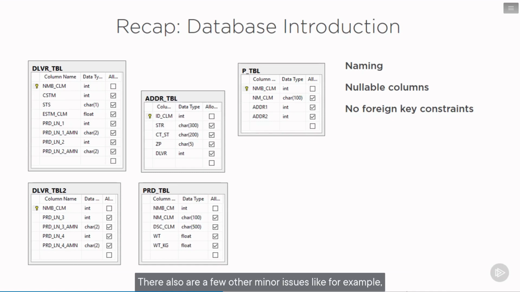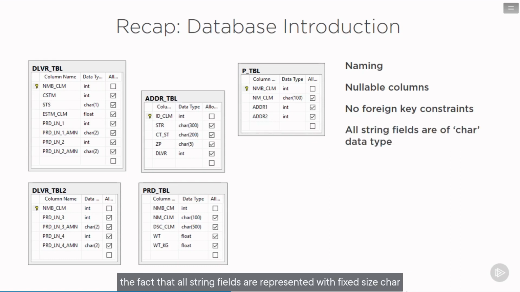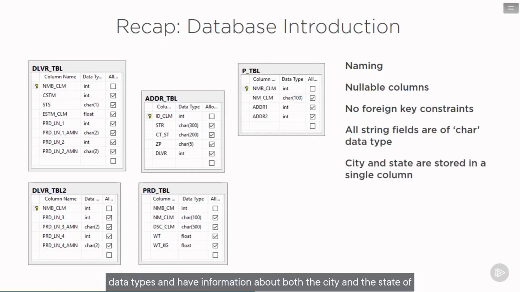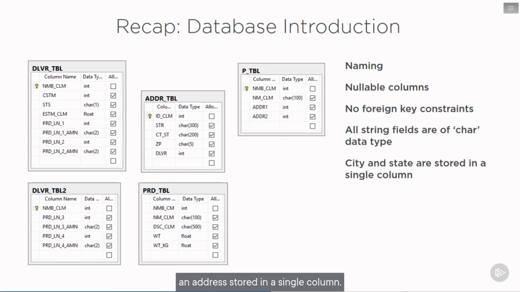There also are a few other minor issues, like for example the fact that all string fields are represented with fixed-size char data types and have information about both the city and the state of an address stored in a single column. The most important drawbacks, however, are related to the relationships between the tables.